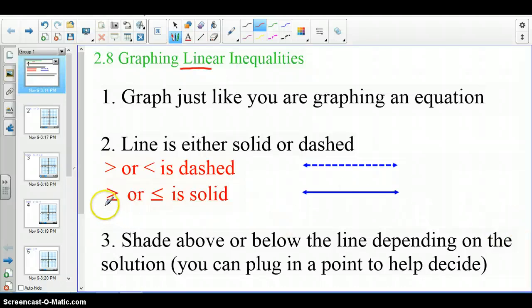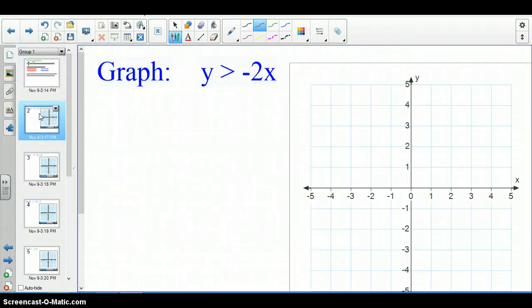Okay? So one way we can do that is to think, okay, where the number is either greater than or less than, or we can always pick a point and plug it in, and see if it makes our inequality true or false. So this first one, this is in slope-intercept form. Our y-intercept is 0. So we're going to plot our y-intercept first at 0. And we're going to use our slope, -2 over 1. So that means my slope is negative, so my line is going to go downwards. So I'm going to go down 2 to the right 1.